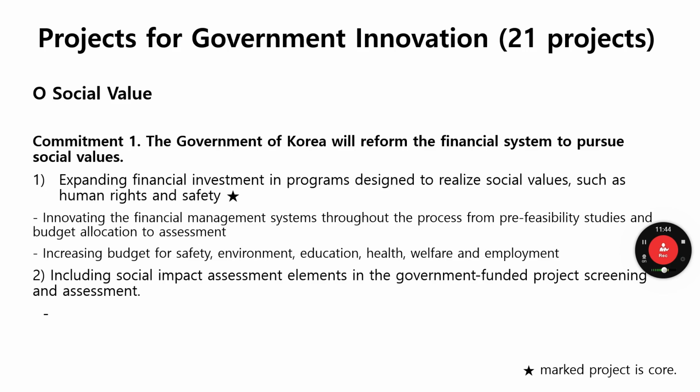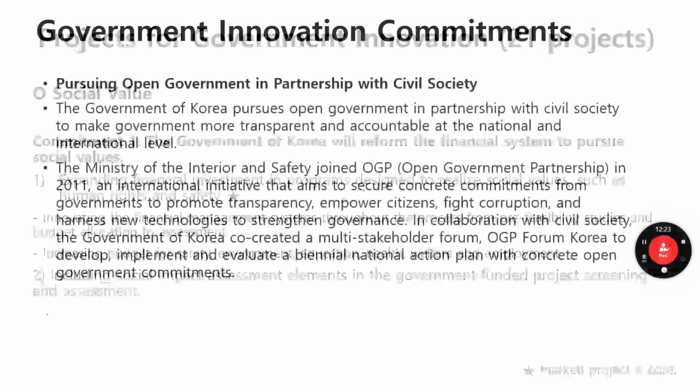Commitment 1. The government of Korea will reform the financial system to pursue social value. Expanding financial investment in programs designed to realize social value such as human rights and safety. Innovating the financial management system throughout the process from pre-feasibility study and budget allocation to assessment. Increasing budget for safety, environment, education, health, and welfare employment. The second is including the social impact assessment element in the government-funded project screening and assessment.